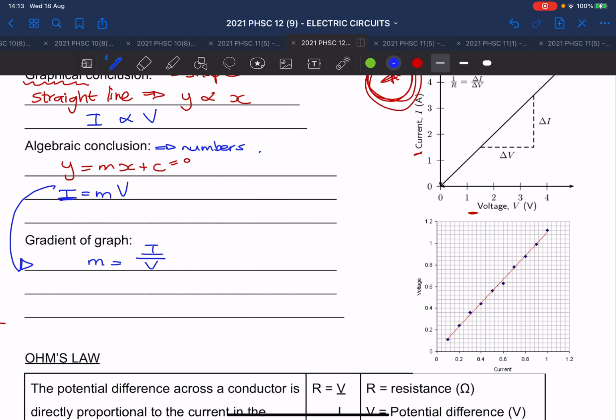Now that looks sort of familiar, but not really. If we go back in time, you remember we have R is V over I. Now this is just the inverse of that, omgekeerd. So basically we can rewrite this as 1 over m is, not 1 over m, sorry, m over 1.